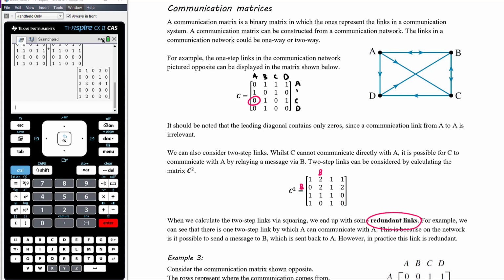Otherwise they get counted in. If you're looking at a three-step link, for example, let's have a think about this. So from A to C, there would be a three-step link, because you can go from A to B and back and then to C, okay, which isn't really a three-step link. So you need to be a bit careful about redundant links, but in all honesty, in the size of the networks and matrices we're dealing with in further maths, they don't really become relevant. We don't really go beyond two-step links, in which case that just means essentially ignoring the numbers that are happening there.